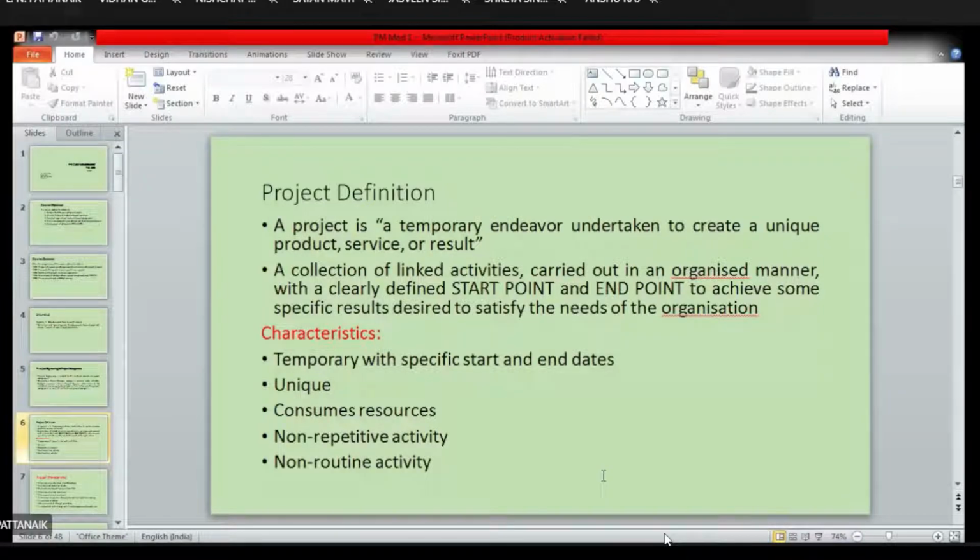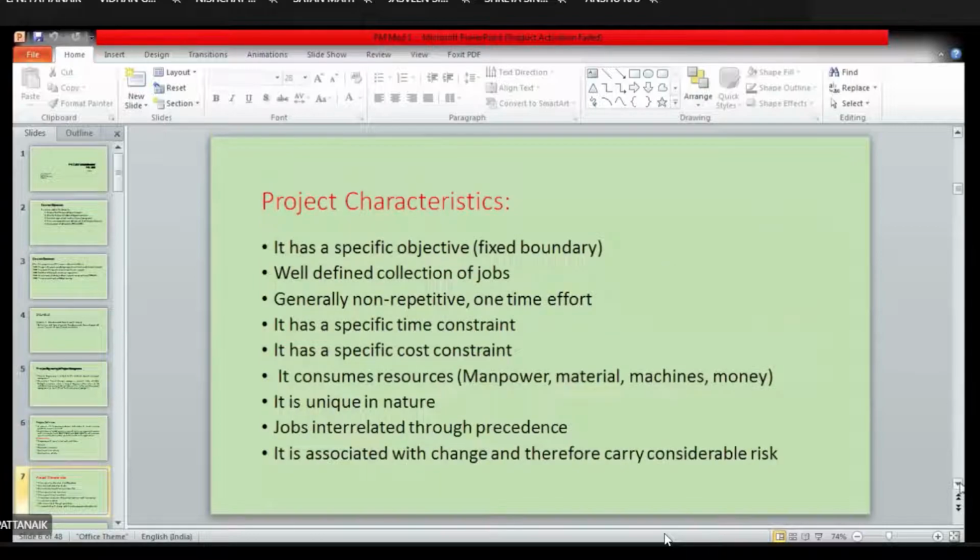If you are repeating, it is not a project. Of course, non-routine also, right? Almost the same thing, but compared to the time scale, it is non-routine. It comes once in a while, and it is non-repetitive, meaning you are not repeating those project activities again and again. So these are the characteristics of a project, right? Now, what next for today? Okay, so these are some project characteristics again, maybe some repetitions. It has a specific objective, meaning a fixed boundary, right?